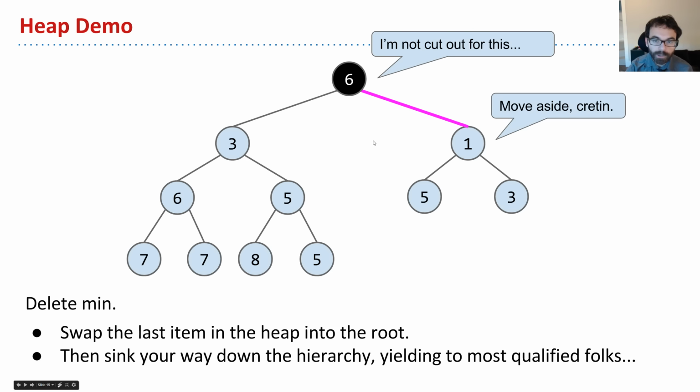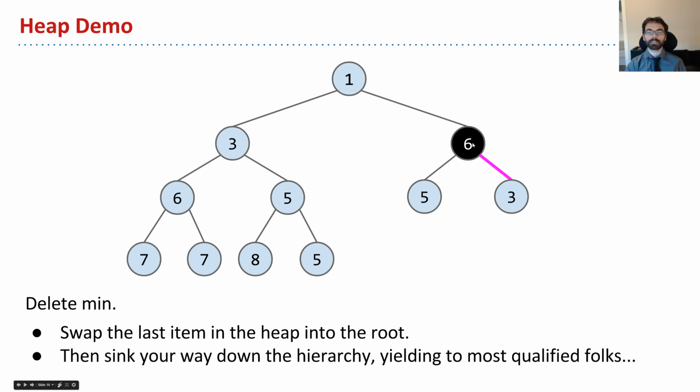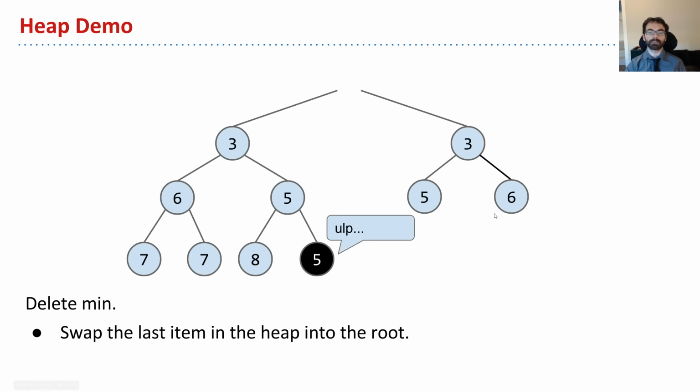Now, of course, 6 is very unlikely to actually be a great new root. In fact, it might be impossible. Is it always impossible? Not certain. Anyway, but at this point, 6 says, I'm definitely not cut out for this. I'm like a lowly person on the totem pole. I should not be in charge of the whole tree. And so the person below says, get out of here. So 6 will now sink, and you'll basically sink your way down the hierarchy, yielding to the most qualified folks in your heap. Here, 6 is still not quite in the right place. And so finally, 6 is like, phew, that's good.